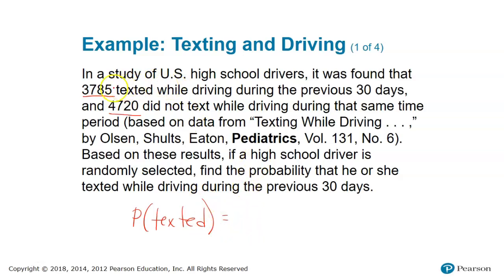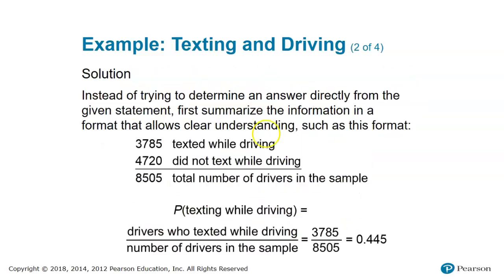Okay, so when we look at this information here, we found that 3,785 of them were texting, and we need to know how many that's out of. So we had this many that were texting and this many that were not texting. So we need to add those together, and when I divide that out, that's going to give me the probability that I'm looking for. So the total there is 8,505 for the total number of drivers. So the ones that were texting was 3,785. We'll divide that by the 8,505.